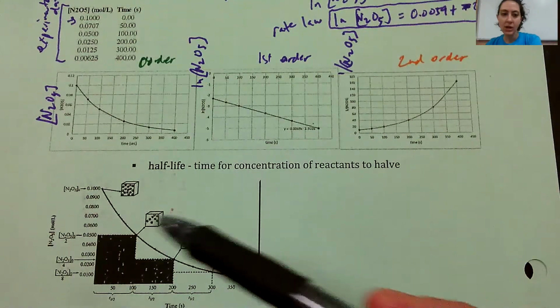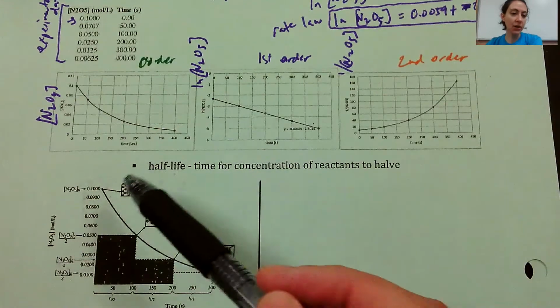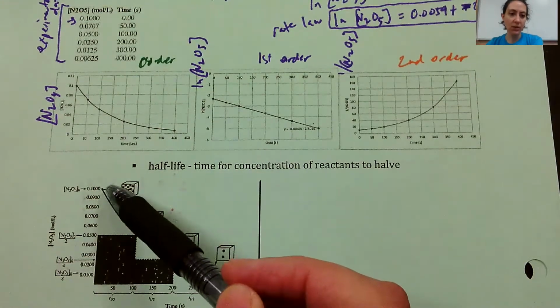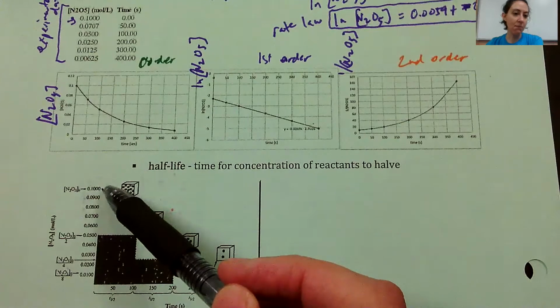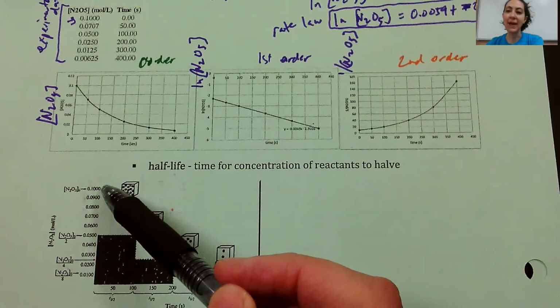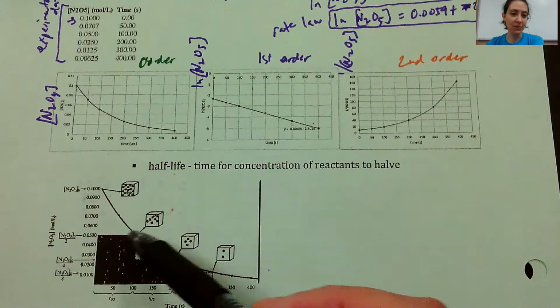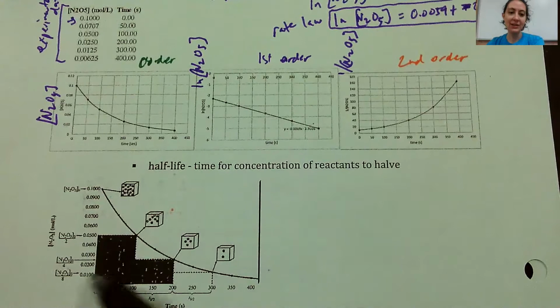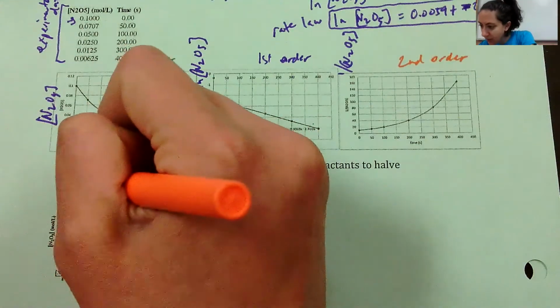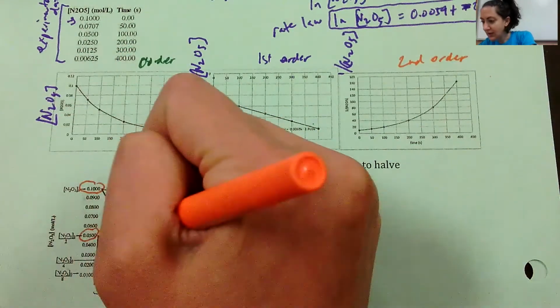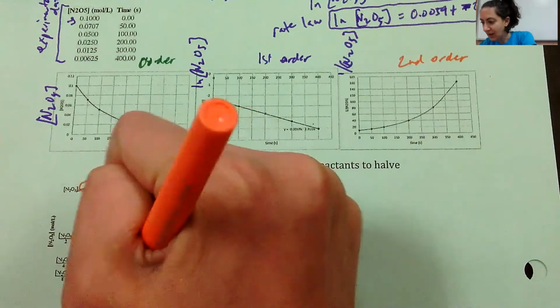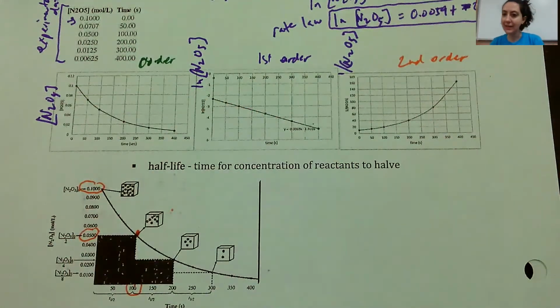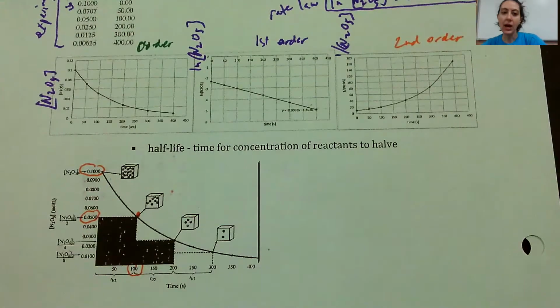like in this situation. If our starting concentration is 0.1 molar, we want to figure out where that is reduced by half, so down to 0.05 molar, which is right here. And the time in order for that to happen is the half-life. In this particular situation, we go across to this point and we get 100 seconds. So that is the half-life.